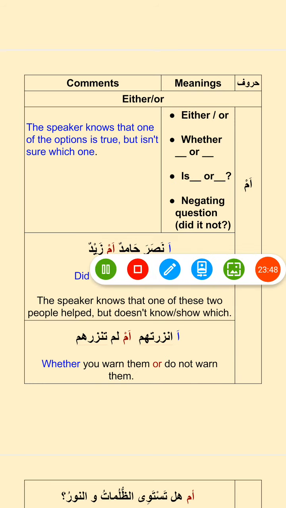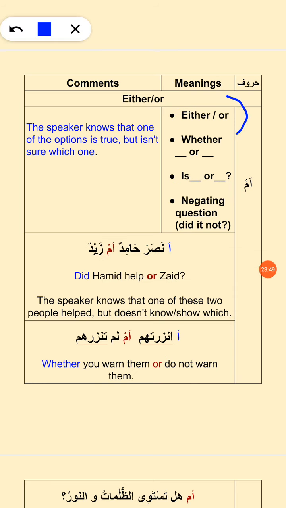All right, the next one is "anzartahum am lam tunzirhum." Now here, of course, you're not going to use this formation, but you're going to use this one. It is obvious. So you're going to say whether you want them or do not want them.